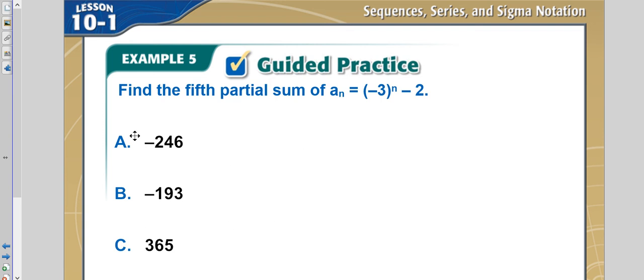So now your turn. You can try this. If you want to use Desmos, what you're going to need to do is go over to the Functions tab and look in Miscellaneous, I believe is where you'll find that. See if you can find the fifth partial sum of that equation.